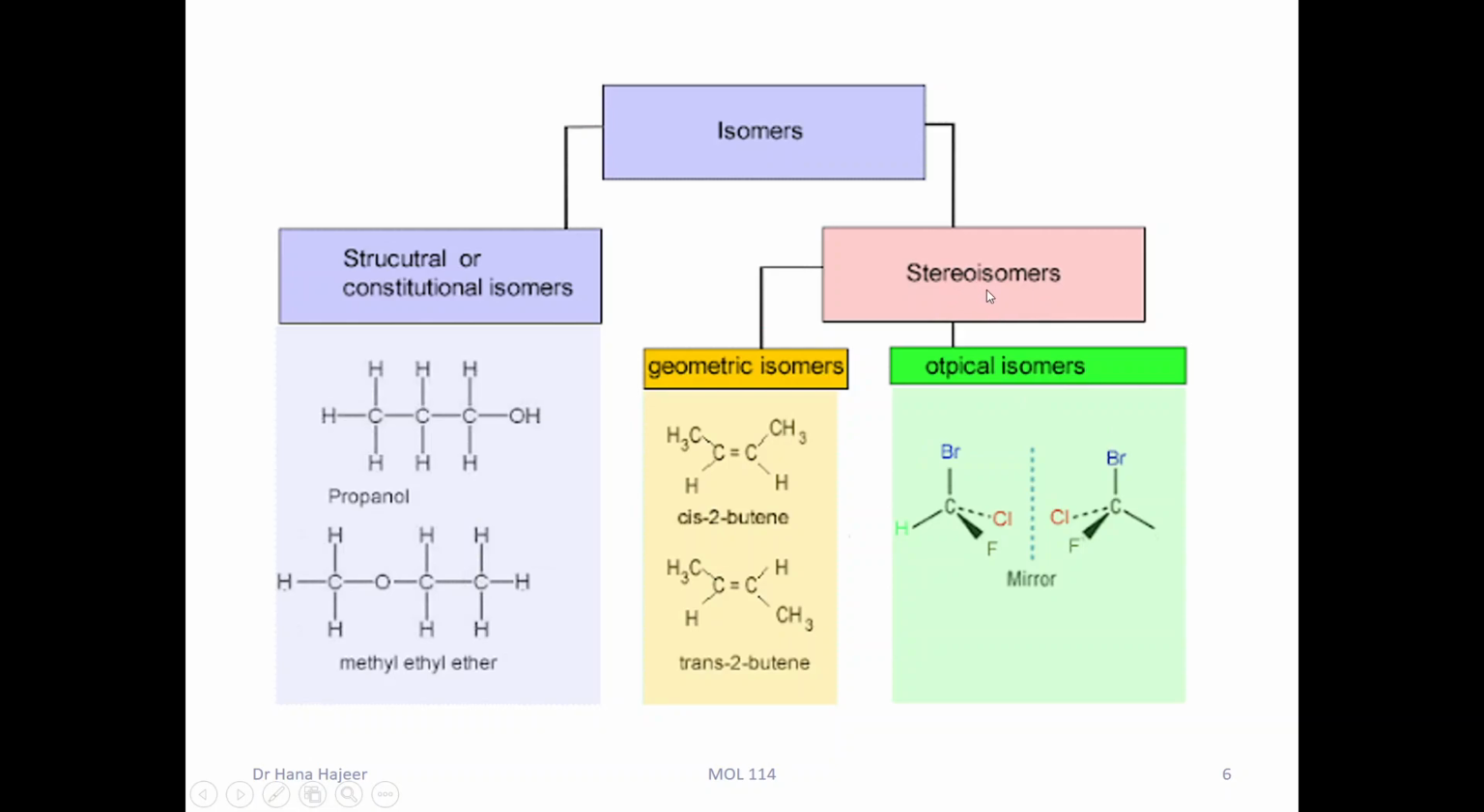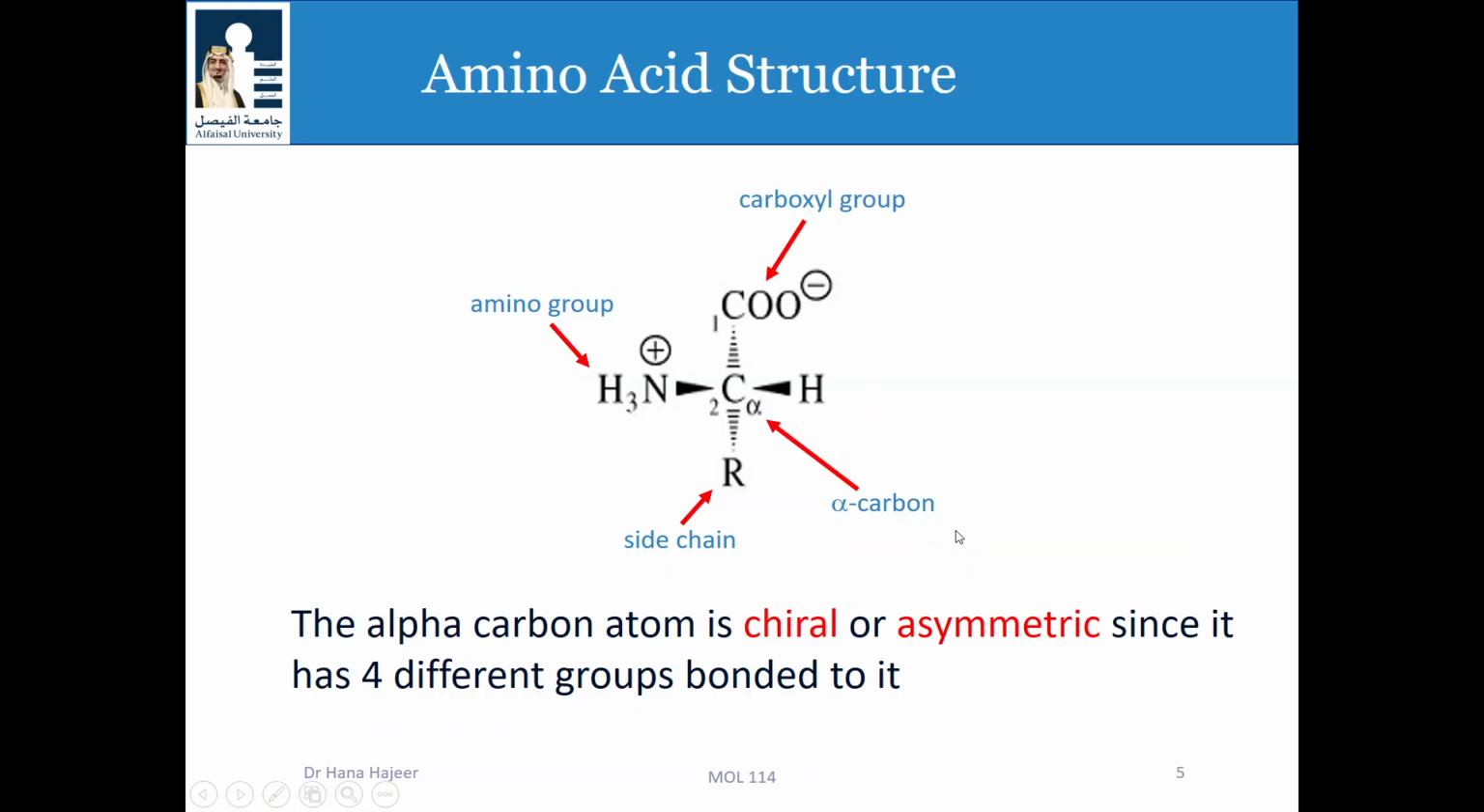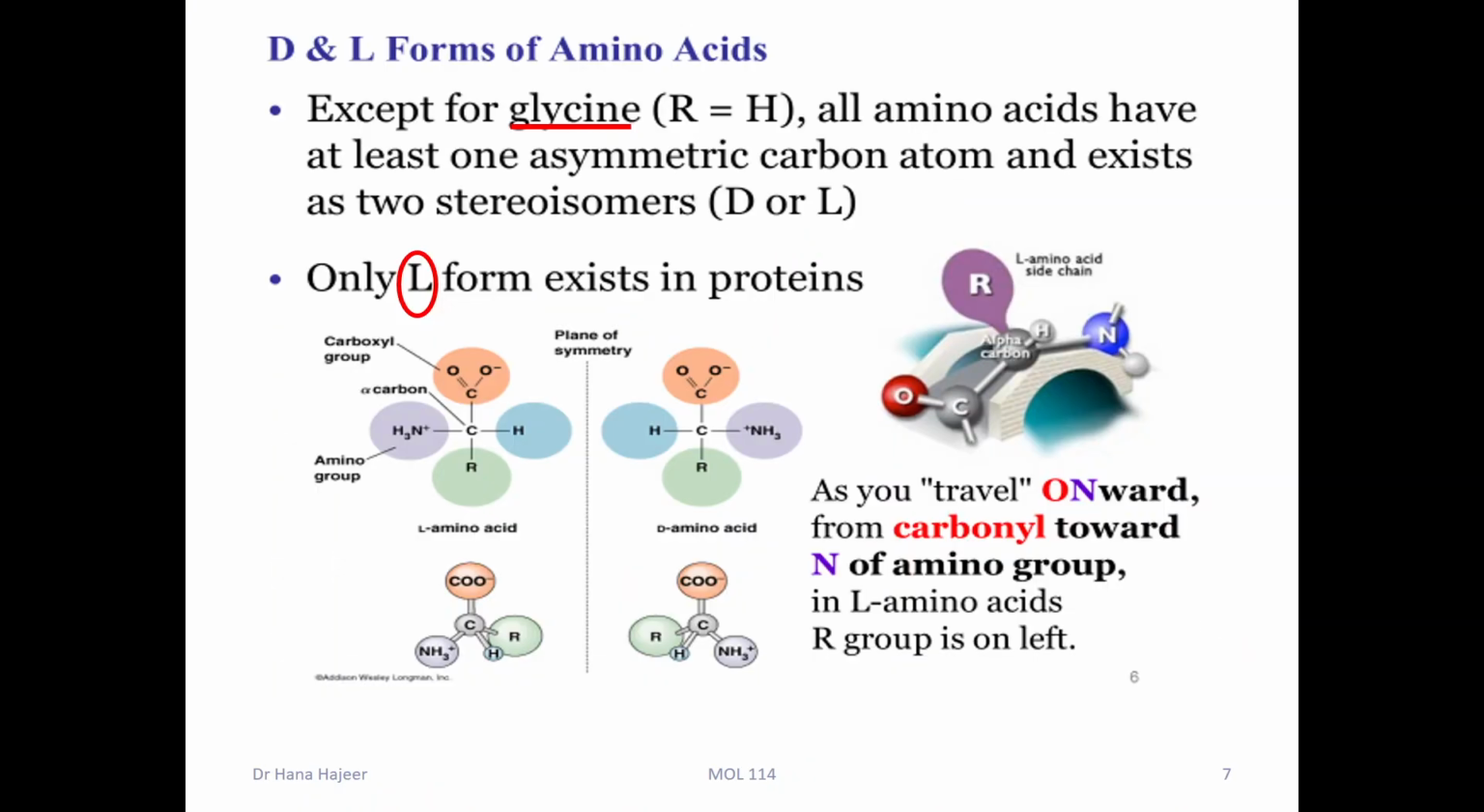So what are stereoisomers? They have the same chemical formula, but a different 3D structure, okay? And this 3D structure can be in the type of what we call optical isomer or stereoisomer. So here they are mirror images, right? This is why we need to define this alpha carbon as chiral or asymmetric, because you need to understand that amino acids exist as stereoisomers or non-superimposable mirror images. So we have 2 configurations. We have the D and the L amino acid.